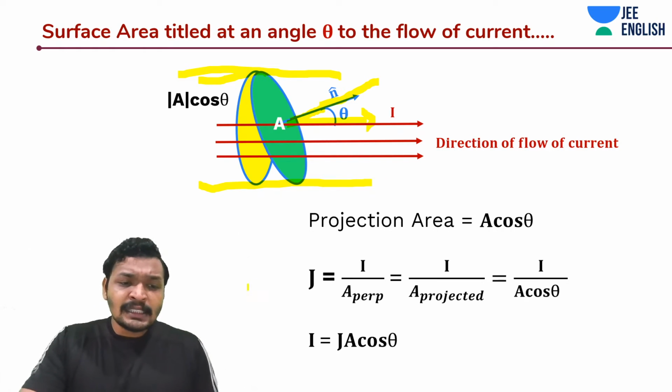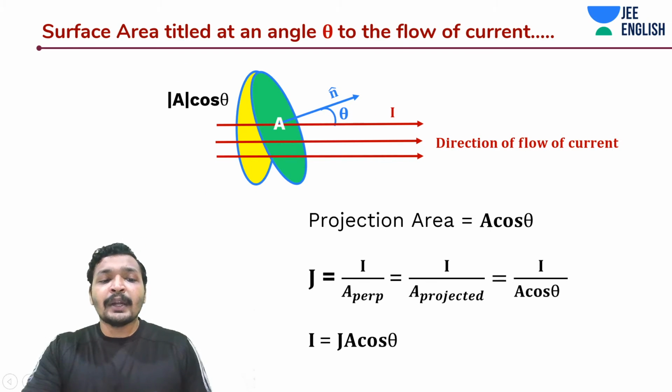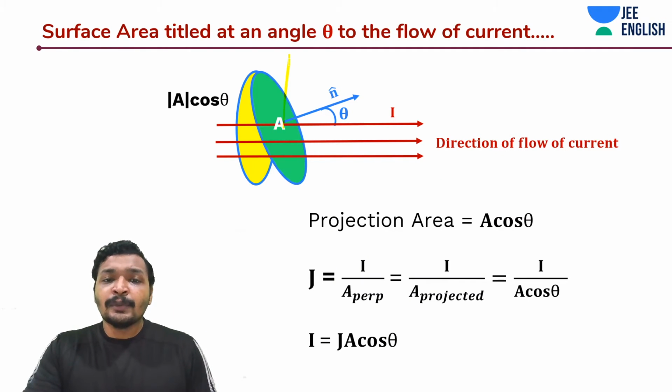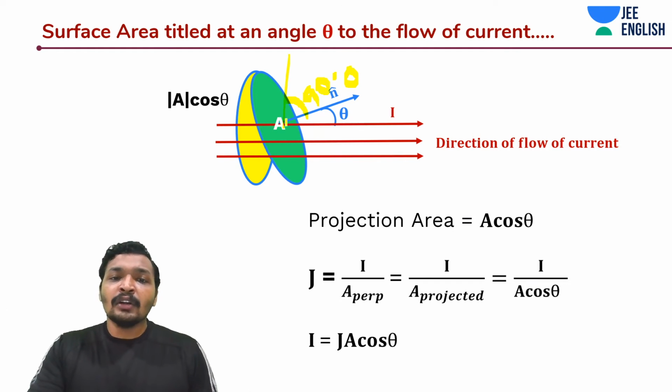So if this is theta, theta is the angle between the area vector and the direction of current. Then this would be 90 minus theta. Okay, guys, this would be 90 minus theta. And along this line, this line would be 90 minus theta. Just a moment, guys.